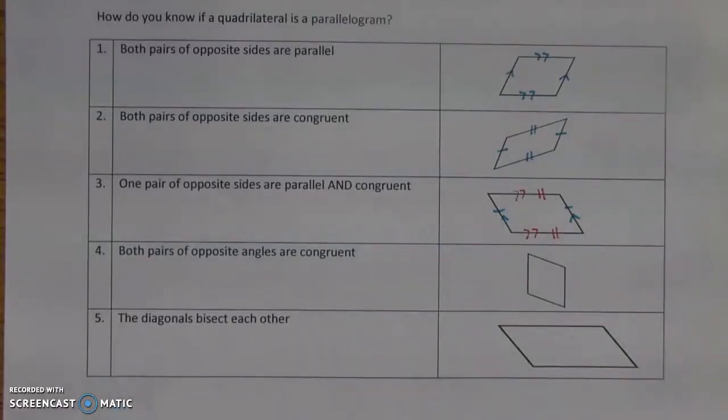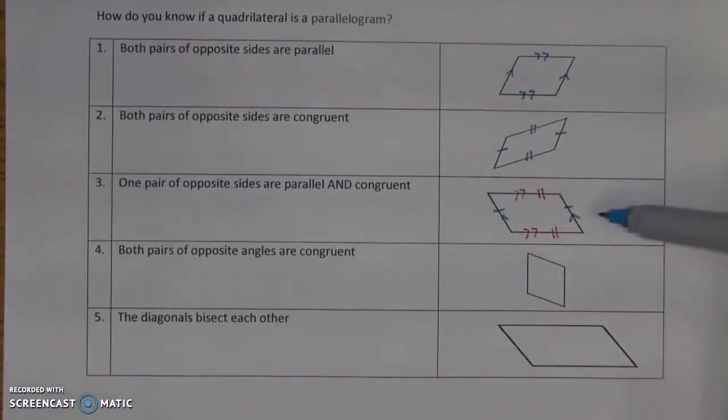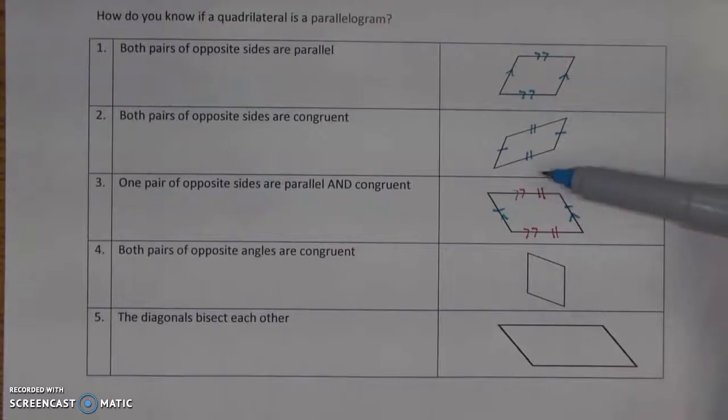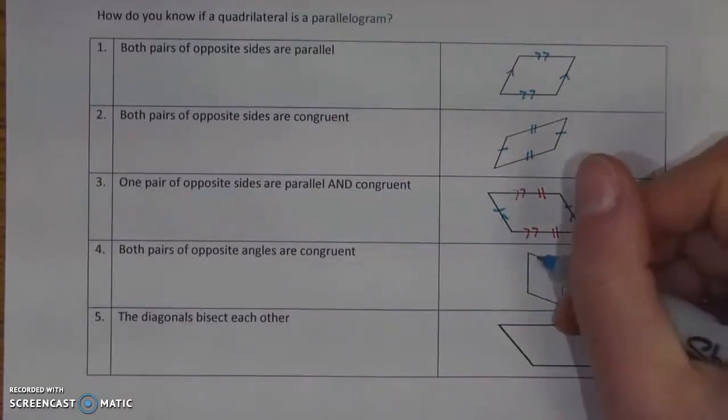But that's beside the point because we still have 2 more methods to look at. So again, it could be either pair. It doesn't need to be both, the blue or the red. Number 4, what if both pairs of opposite angles are congruent? That's another sign that this would have to be a parallelogram.